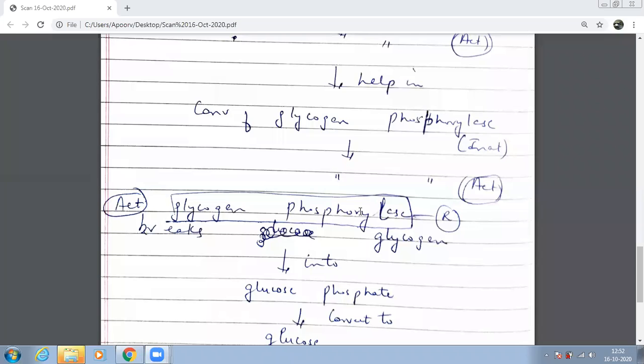Glycogen phosphorylase inactive into glycogen phosphorylase active. Same, inactive to active. Which is the next enzyme we are discussing? Glycogen phosphorylase. This was also inactive. Now this will also become active. So this active glycogen phosphorylase, this is the last one. It has the power to break glycogen. The name is glycogen phosphorylase, the active form. This will break the glycogen into glucose phosphate, and glucose phosphate further breaking down to glucose.